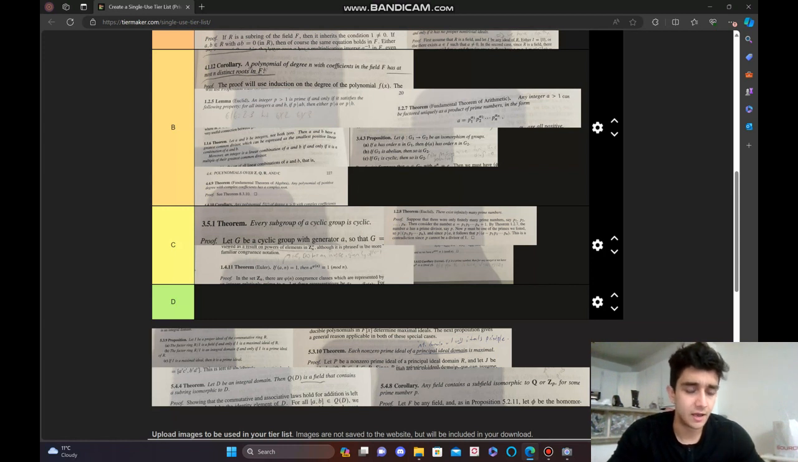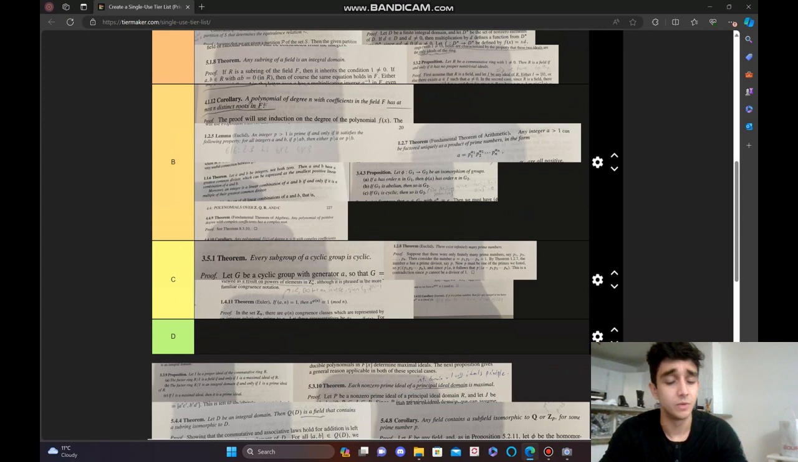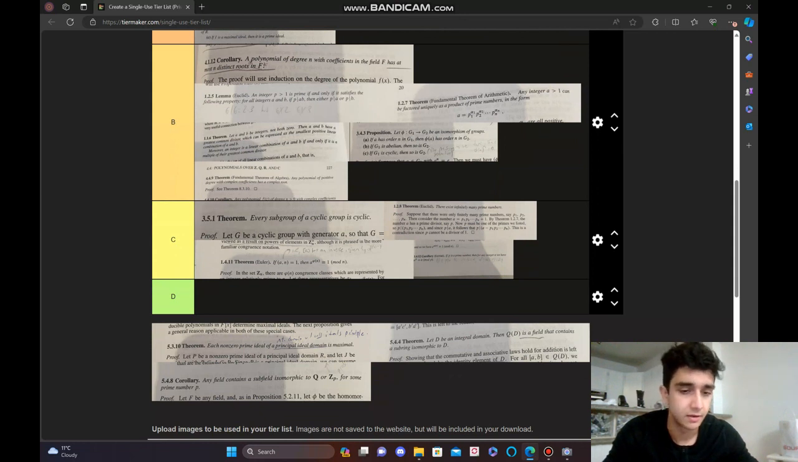And it's basically, if I is a maximal ideal, then the factor ring modulo I is going to be a field. And then if it's a prime ideal, it'll be an integral domain. It's a useful result. It's used for other proofs from what I've seen. So I like it. I'll put an A rank.